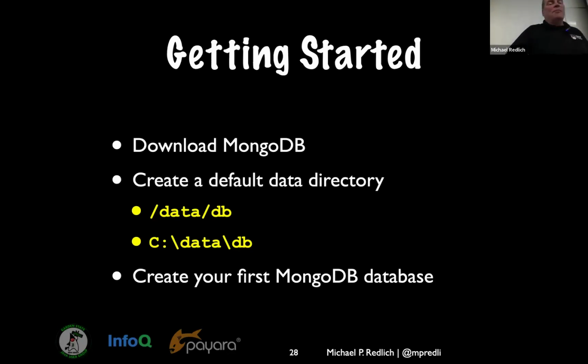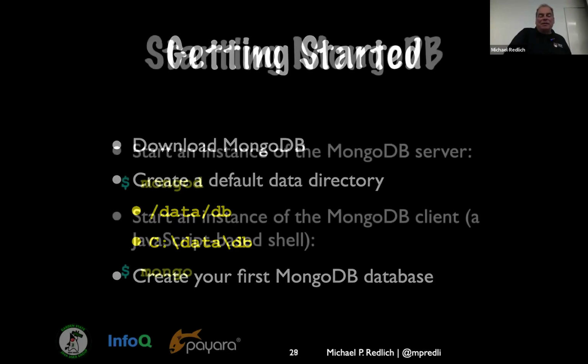So you can download MongoDB. I think Homebrew is one of the package managers you can use. You can do it directly from the website. But normally in the Linux world or Mac OS, you will have a /data/db directory, and of course in Windows, it's C:/data/db. And then you would create your first MongoDB database.